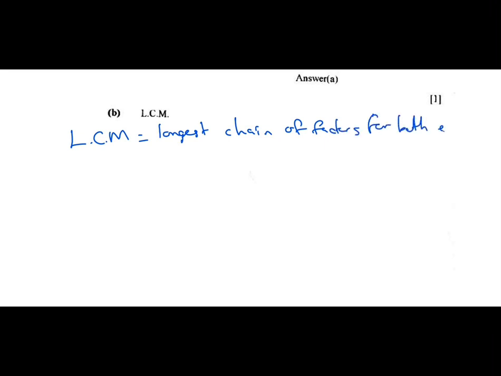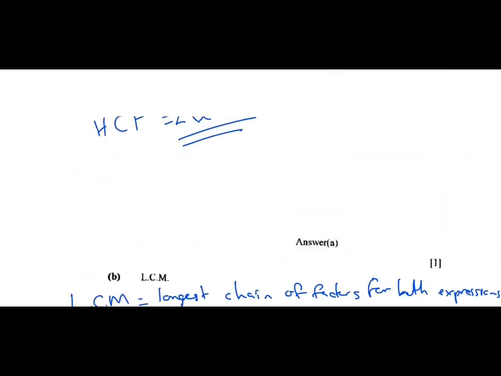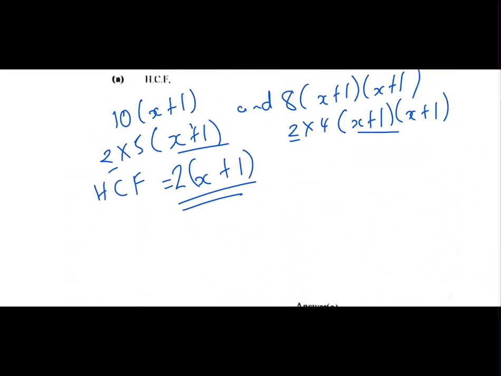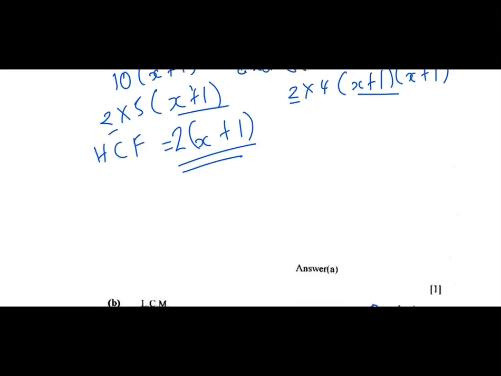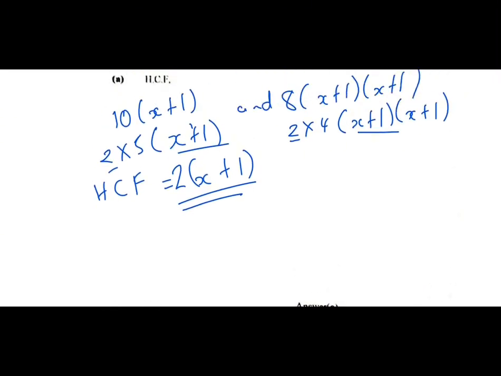So we take the longest chain of factors for both expressions. Always remember this is the easiest way to find the lowest common multiple of any numbers, whether they be algebraic or not. So here we are going to take the longest chain of 2's. Where do we get the longest chain of 2's?